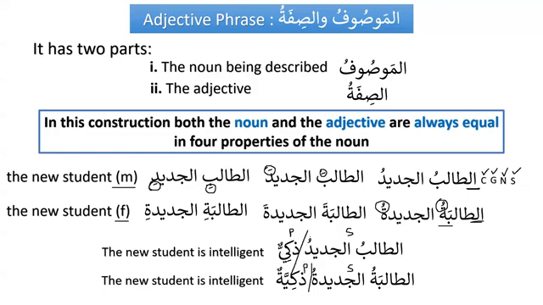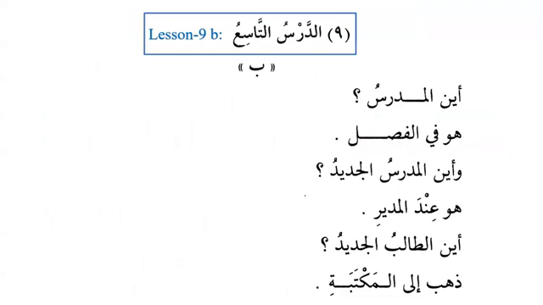So I'm sure, inshallah, it's clear now. So now we can move on to the lesson. And in this lesson now, we will practice mawsuf and sifa, the adjective phrase which is used with definite nouns. Ad-darsu at-tasi'u. All right, so what is this construction now?